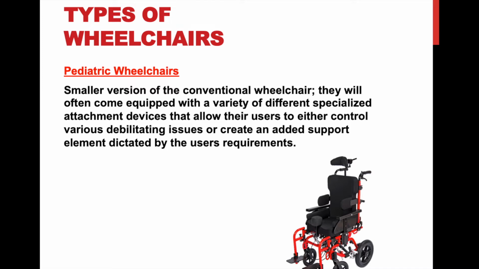Pediatric wheelchairs are unfortunately something that we do encounter occasionally. They are a smaller version of a conventional wheelchair. They often come equipped with a bunch of specialized equipment and devices, such as the bike handle brakes on the back, special headrests, tilt capabilities, smaller wheels in the front, a second set of brakes in the front and the back, and special leg rests.